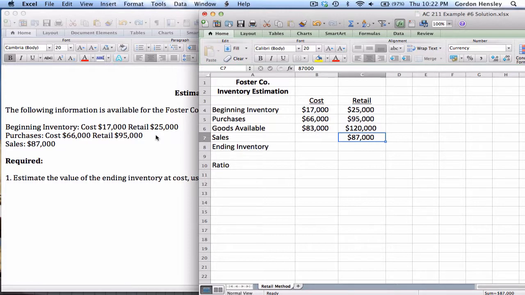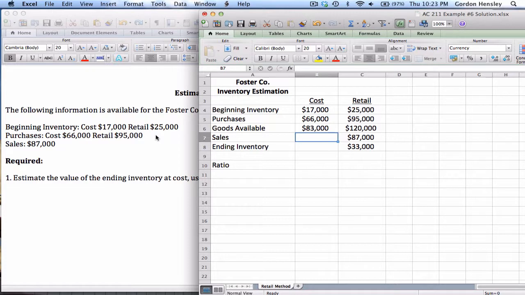Now the nice thing about retail is I know the value of the sales, because obviously we know what we sold. So where it says ending inventory, I can take the total available and deduct the sales, and that will give me the value of the ending inventory, at least at the retail price. So that is $33,000. The problem is, what I'm really trying to estimate is the ending inventory at cost. Well, I don't know the sales value at cost, because I don't actually know what units were sold. I know what price they were sold for, but not the original costs.